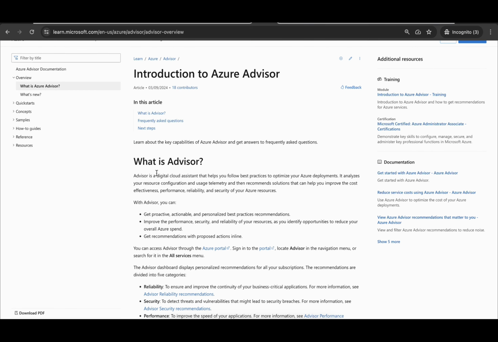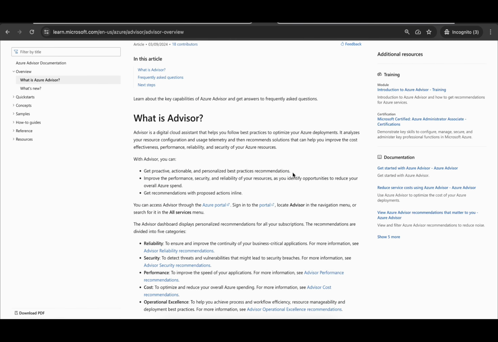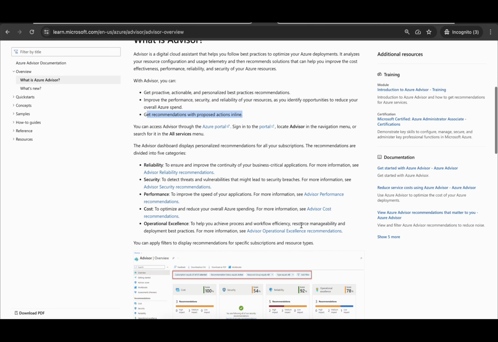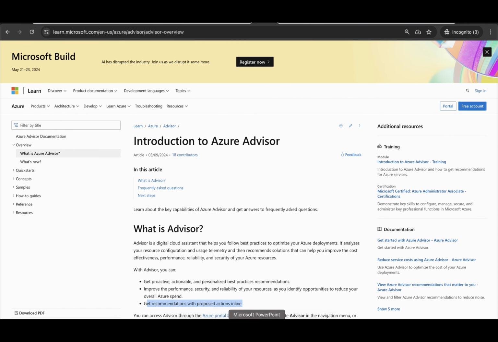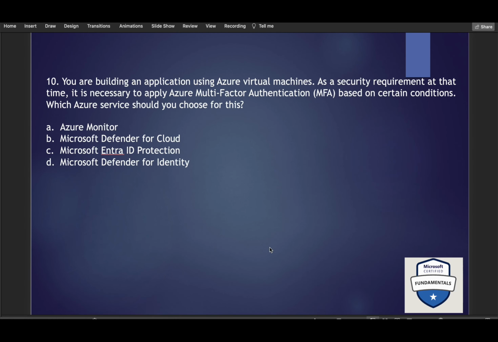What is Advisor? Advisor is a digital cloud assistant that helps you follow best practices to optimize your Azure deployments. With Advisor, you can get proactive, actionable, and personalized best practices recommendations, right? So get recommendations with proposed action in line as well. So do read this article. Okay, let's go to next question.